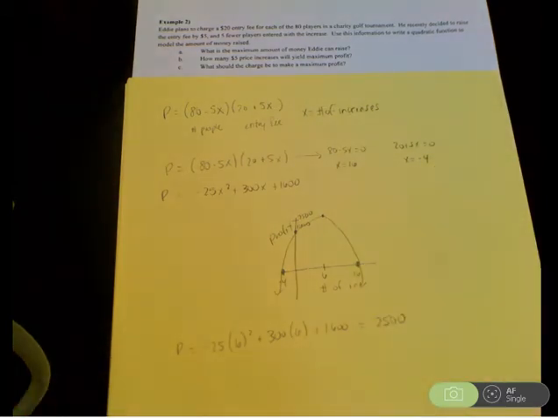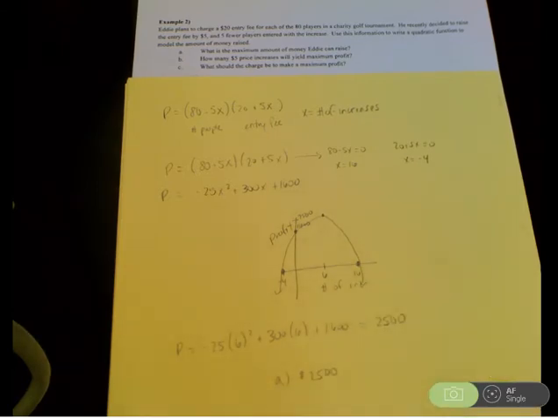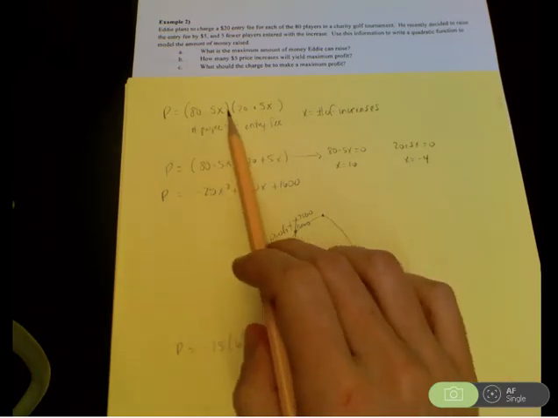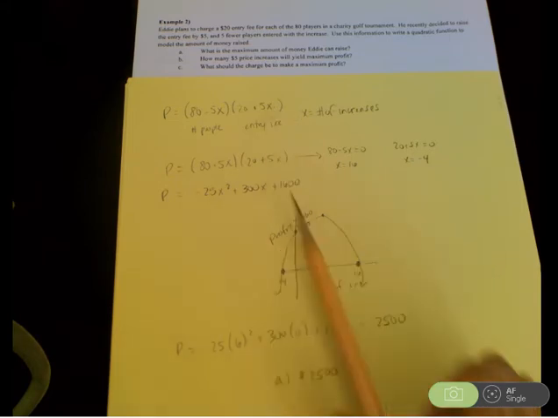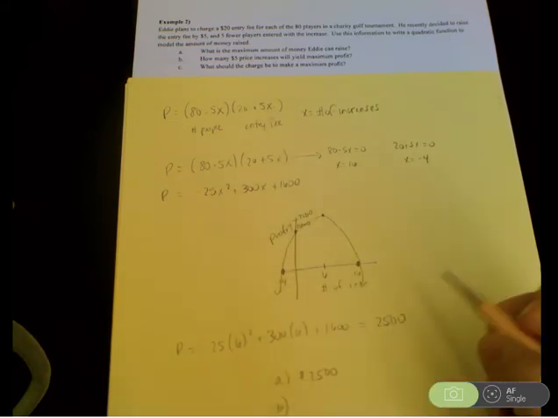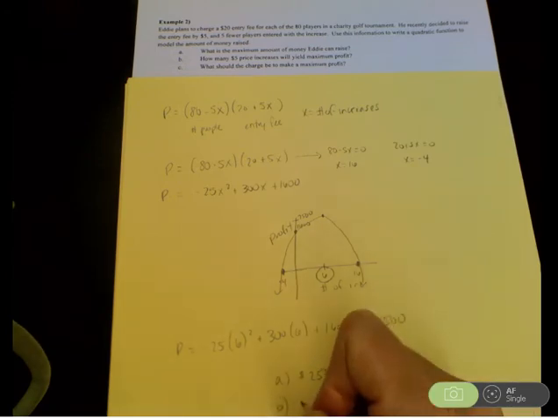We can answer all 3 of the questions now from this information. So A, what's the maximum profit? Maximum profit, $2,500, right? That's more than the original 80 people times $20, which was $1,600. How many $5 increases did we make? We have to go back to here, right? We made 6 $5 increases.